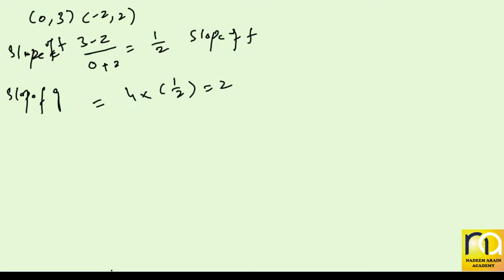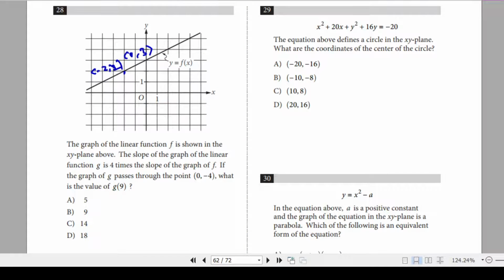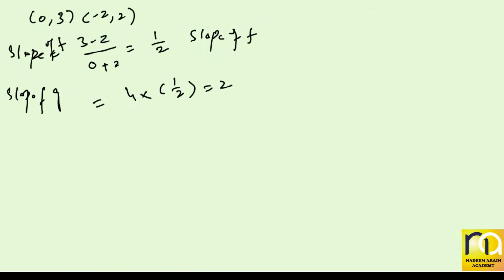And a point of g is given as (0, -4). g passes through (0, -4). So 2 is the slope and (0, -4) is the point. Because this is the y-intercept. See, if x is 0, we will get the y-intercept. So this is the y-intercept.